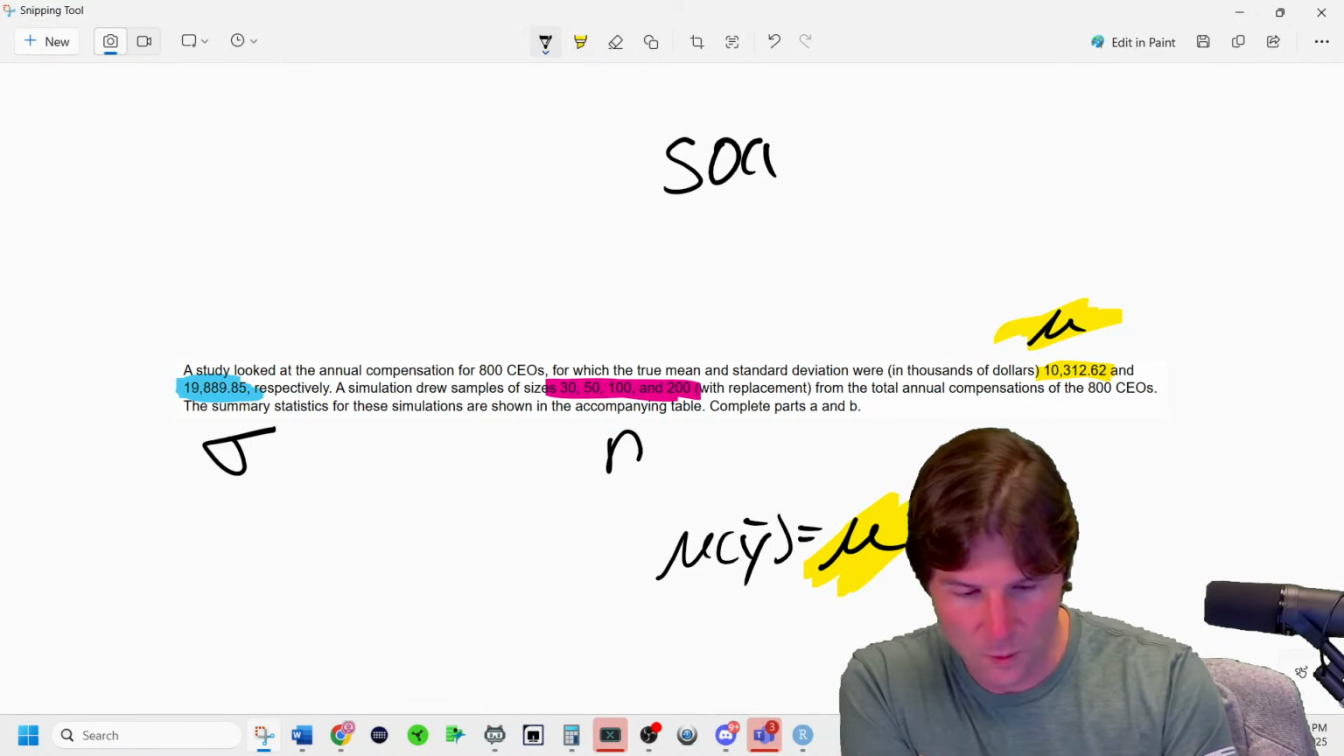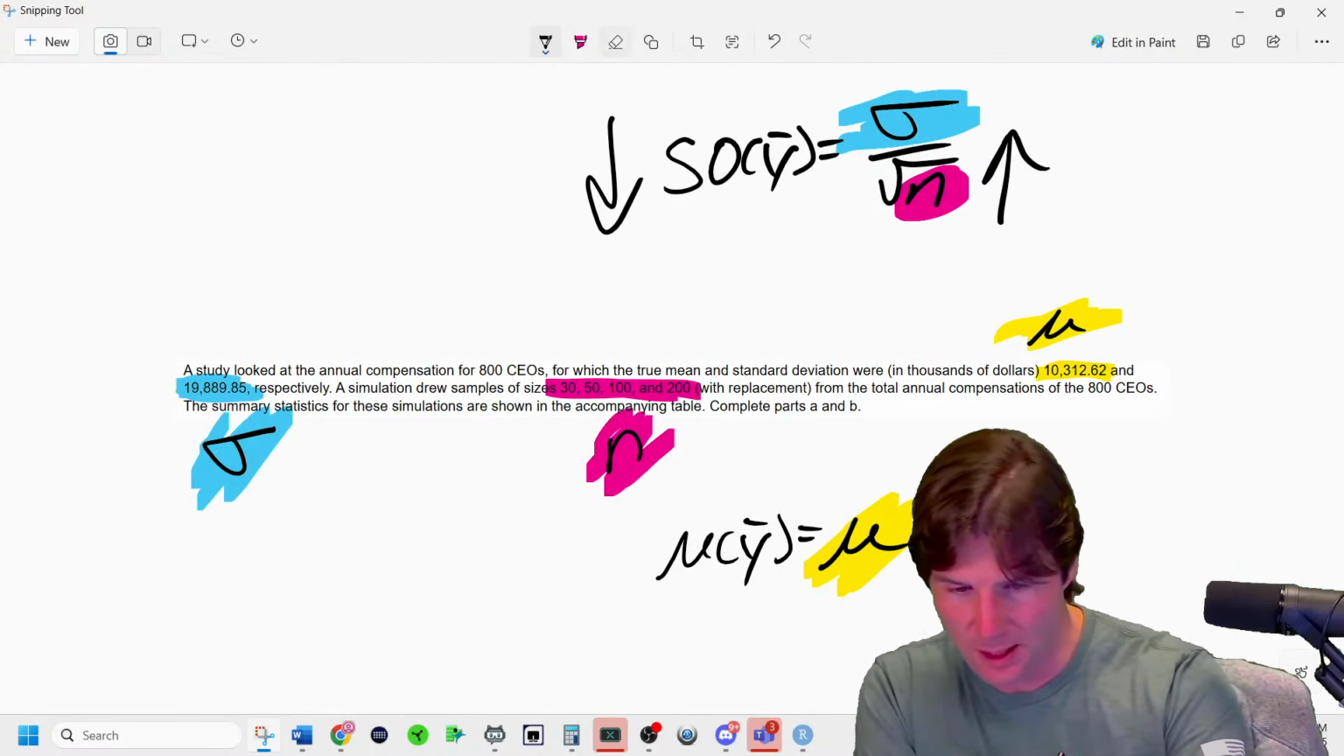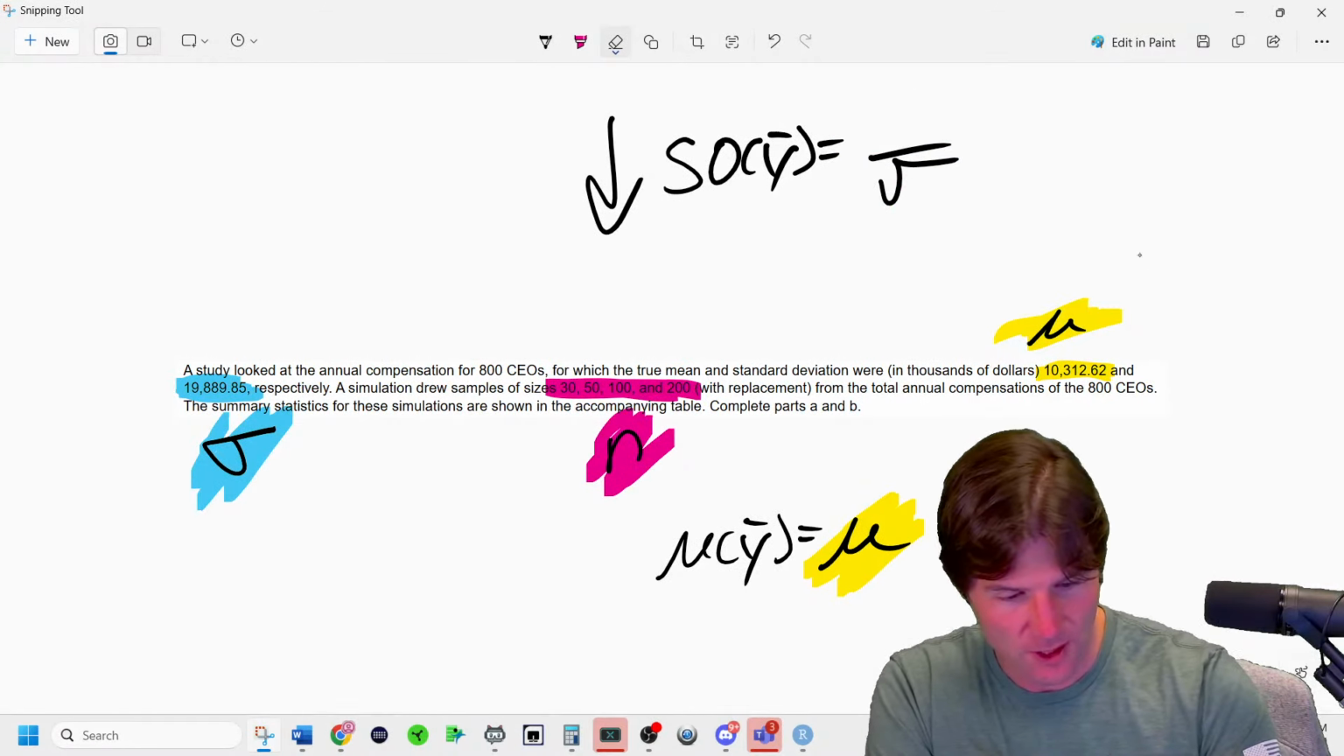Does everyone understand what I'm about to do? All we're going to do is plug in this top value. I'll write it down, because I think it really helps people to see it written. The value is 19889.85 divided by square root of 30. Then you change it to square root of 50, then square root of 100, and then square root of 200. So all that's going to change is the bottom number. The problem is you have to take the square root of the bottom number.